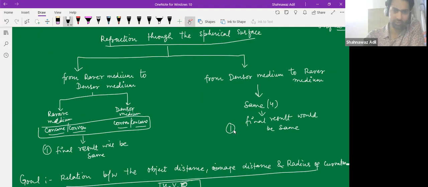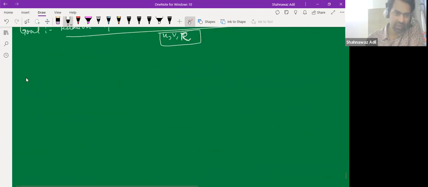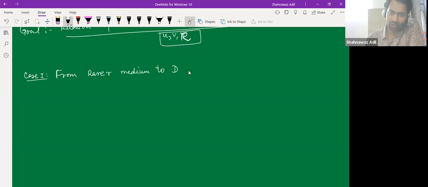So let us do this first case. Case first, from rarer medium to denser. We have this surface. This is rarer. This is denser. Right.